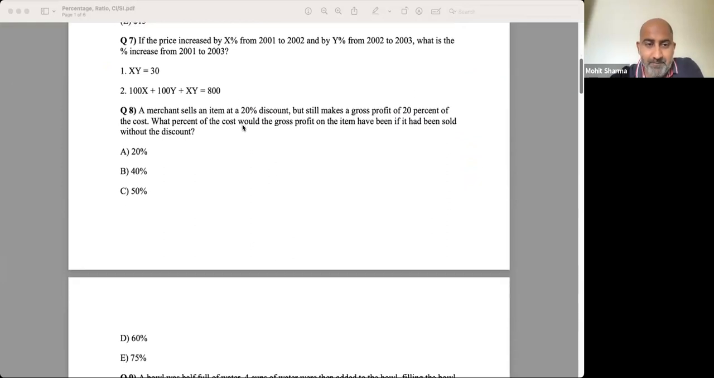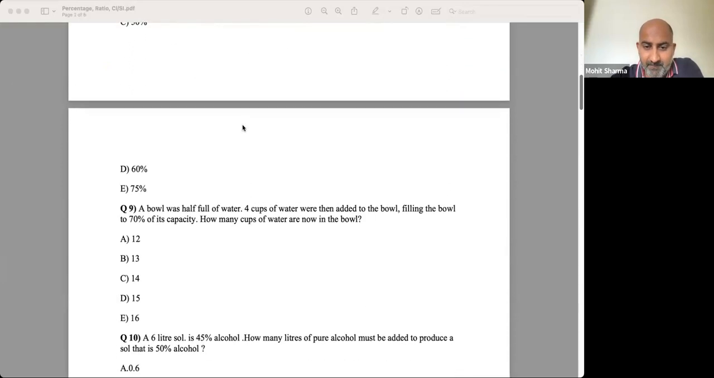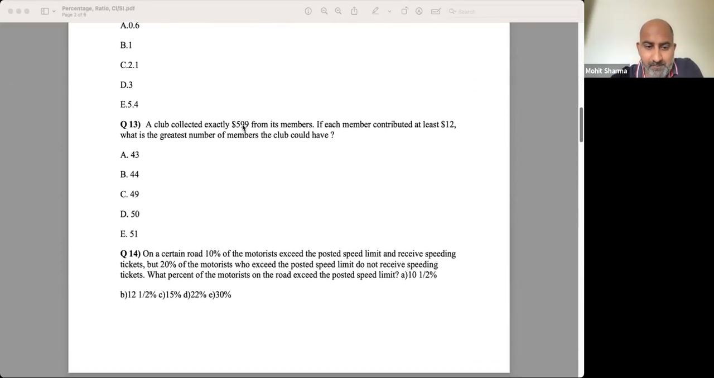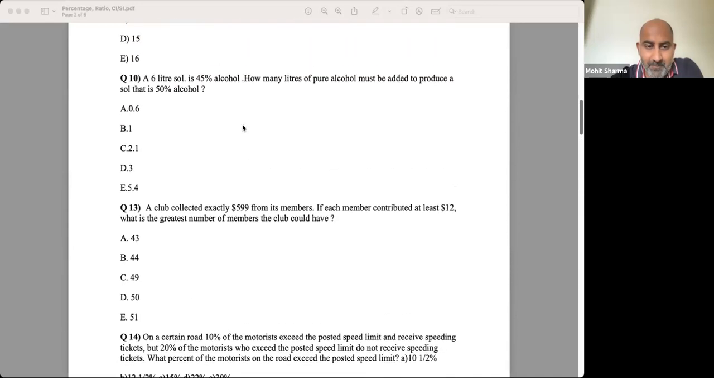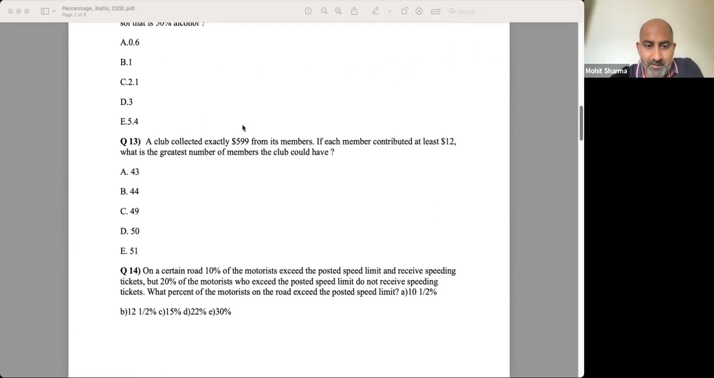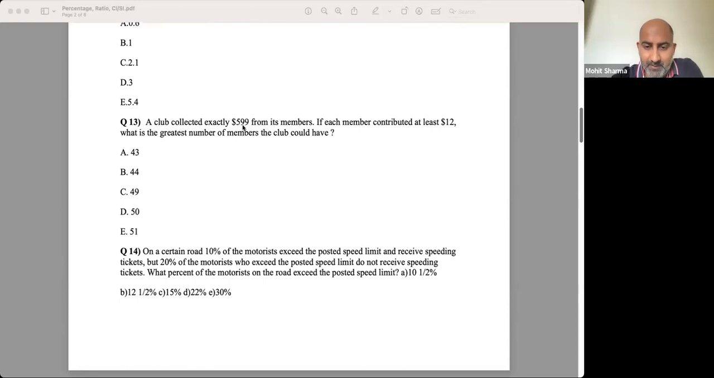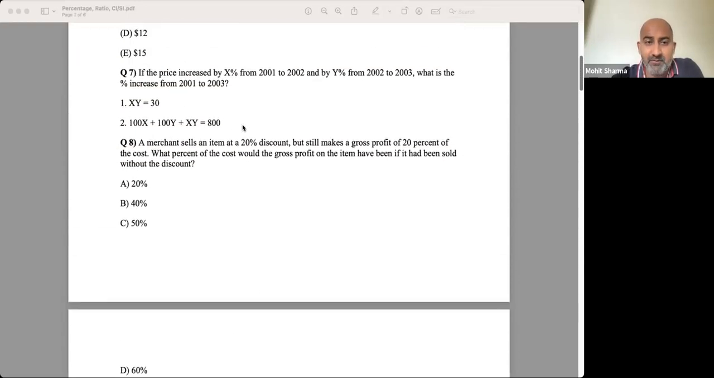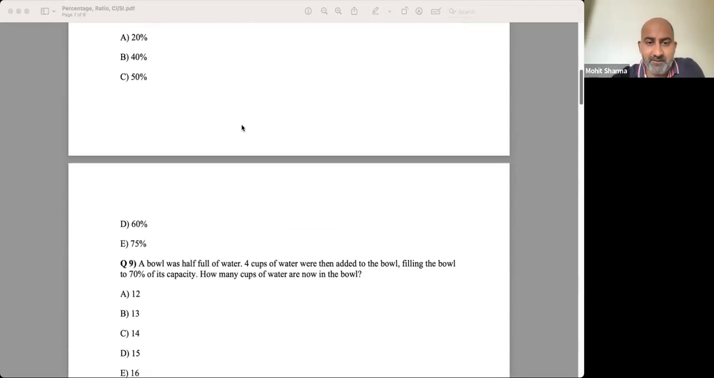Try eighth, and eighth and 14th. Okay, 8 and 14, try them. And 7 also. 7, 8, and 14. Try these three.